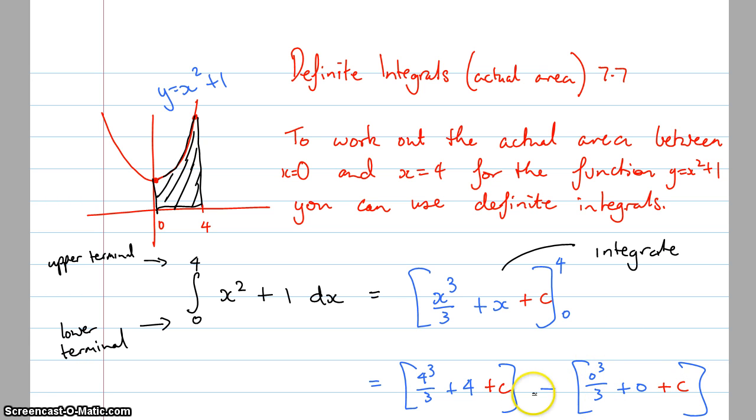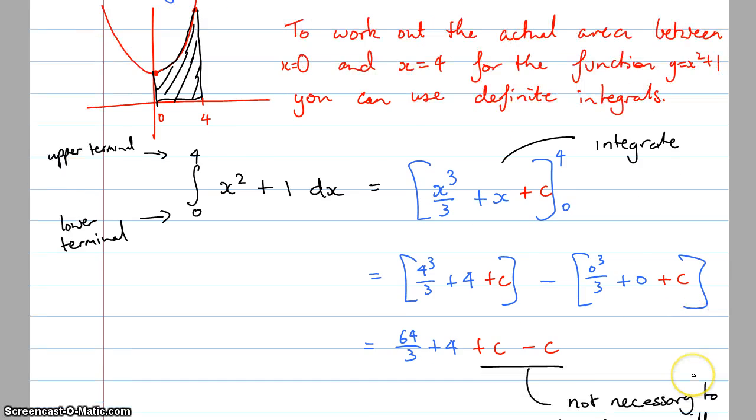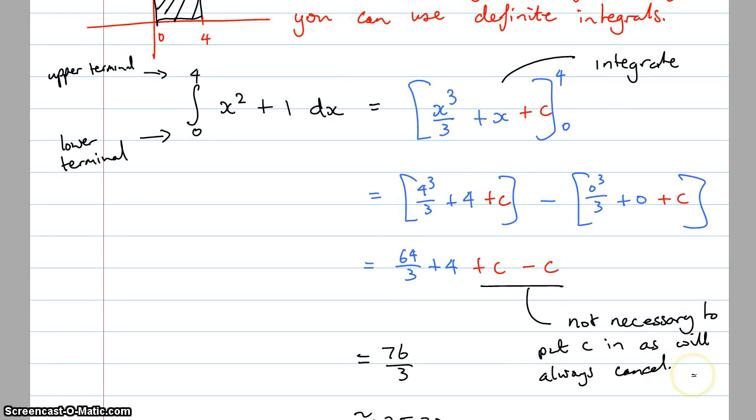And now I just simply collect like terms and subtract them. Now obviously 0 cubed over 3 is going to be 0, 0 is going to be 0, and then I've got this minus plus c. And this is what I was talking about before. Every single time that you do this with every single equation that you've got, every single integration, you're always going to get a plus c in this bracket here, and you're always going to get a minus c in this bracket over here, because you're always going to subtract them.